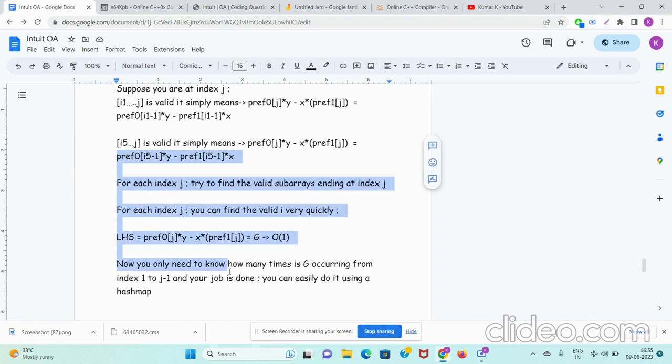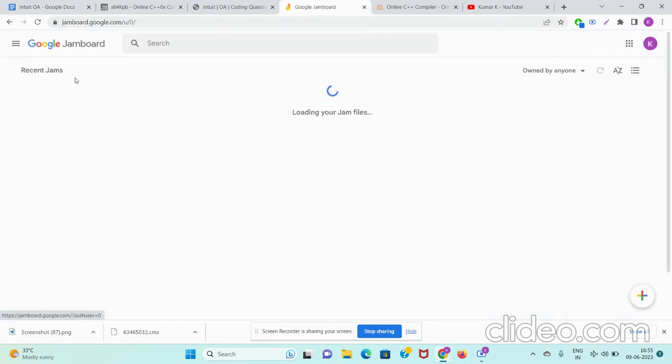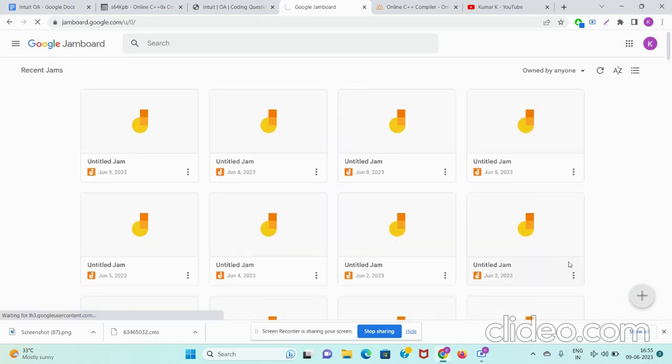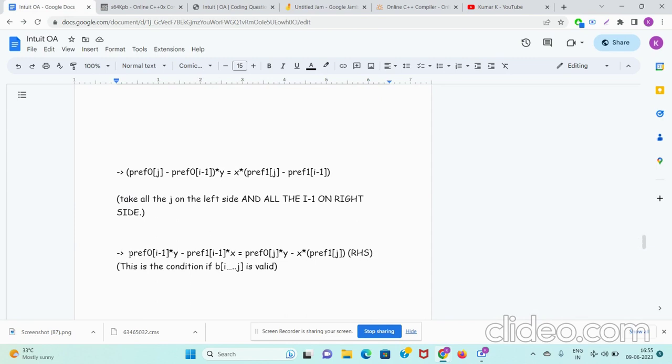You don't even need to look at these things. I will explain in a much easier manner. LHS should be equal to RHS, guys. Okay, so our equations are the same. On both the sides, LHS is similar: it is pref 0 of some index into y minus pref 1 of some index into x. And RHS is also similar: pref 0 into y minus x into pref 1 of some index.